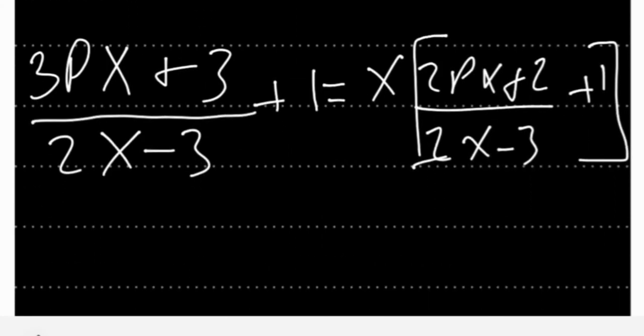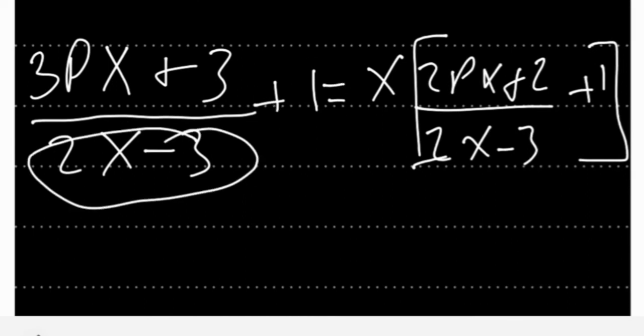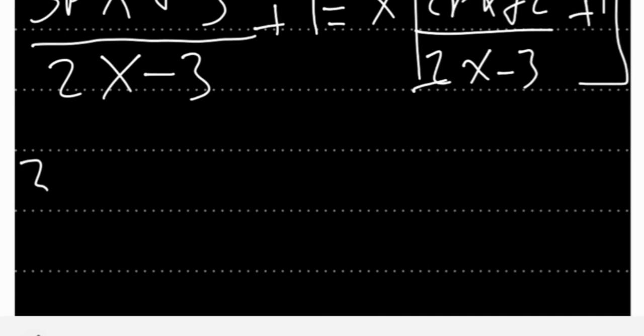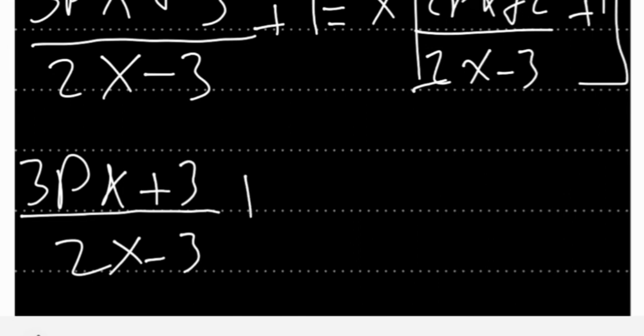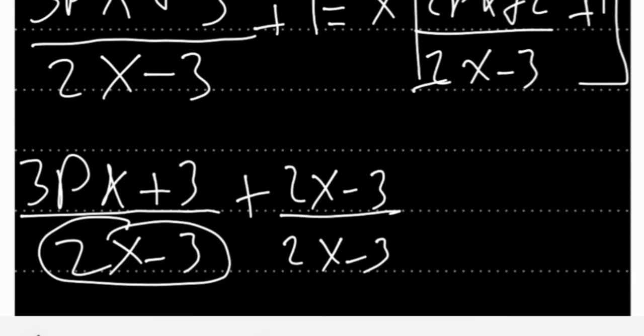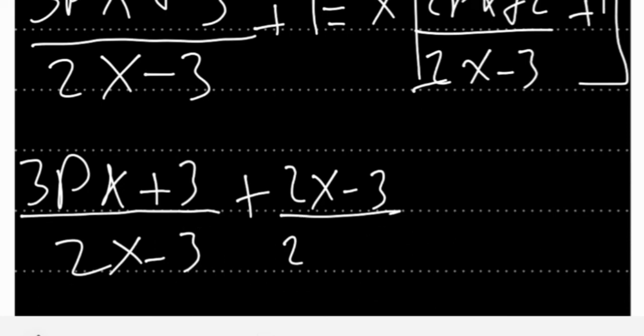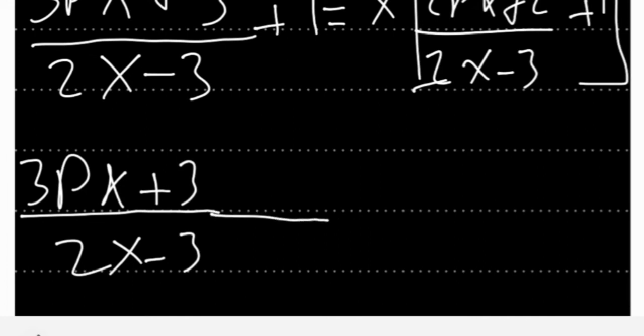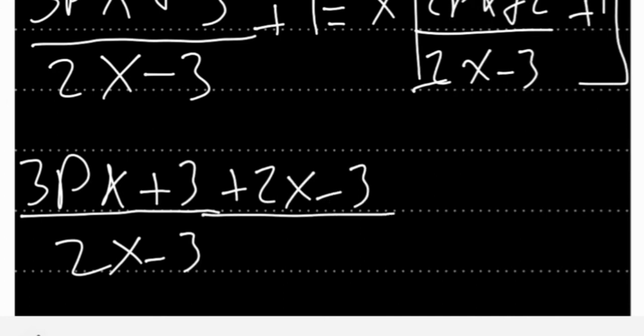So let's continue. Now let's take the MMC here, okay? (3px + 3) divided by (2x - 3), now plus 1, right? But 1 is what? We can say that 1 is (2x - 3) divided by (2x - 3). This is 1. But now we have them in the same basis. So I'm going just to join them together, plus 2x minus 3, okay?